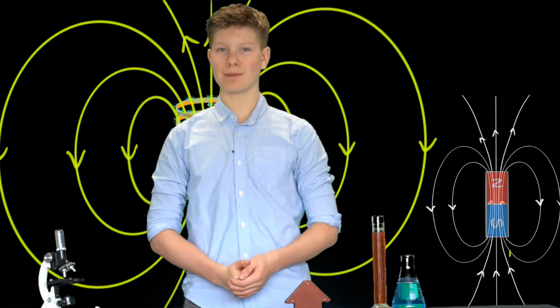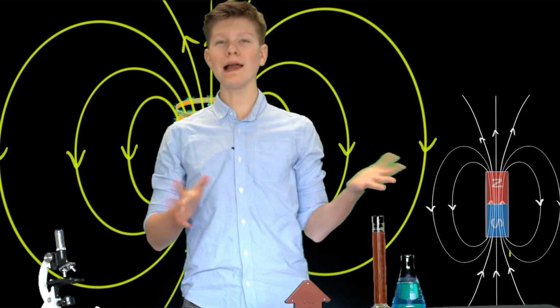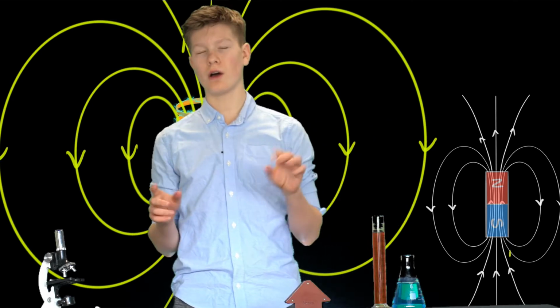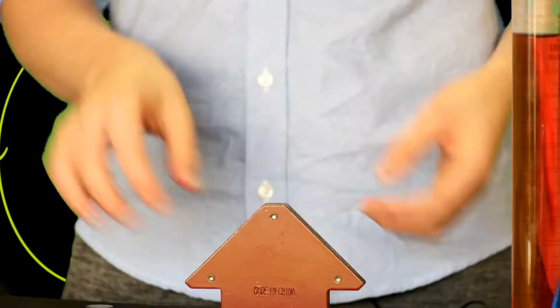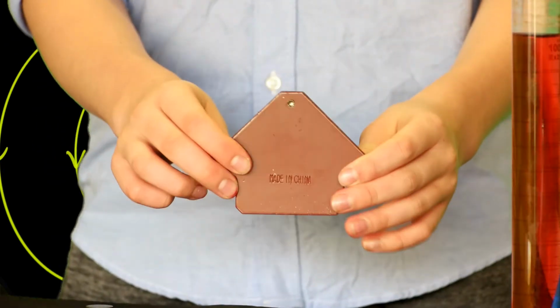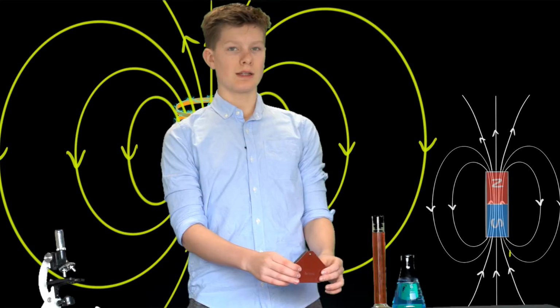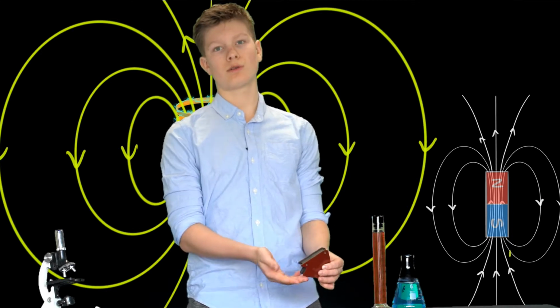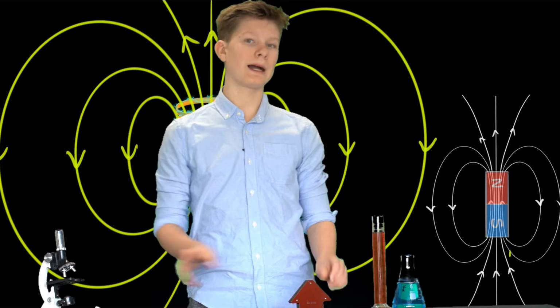Today we're going to be talking about magnets. Magnets are objects that attract and repel other objects that are not charged. Now, it may not look like it, but this is a magnet. Even though it's not your standard horseshoe magnet, and this is an arrow shape, it still is a magnet. Let me prove it to you.